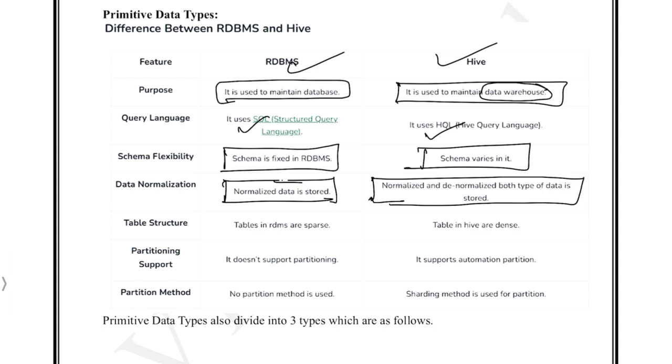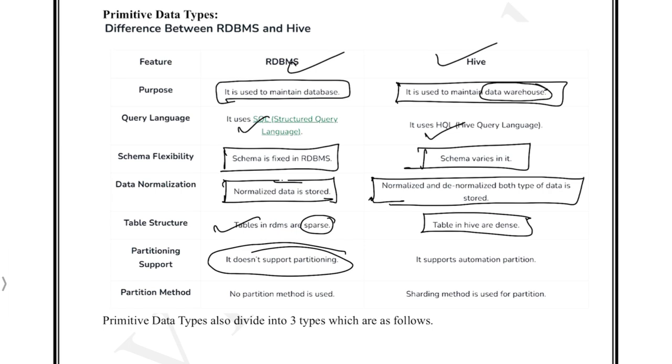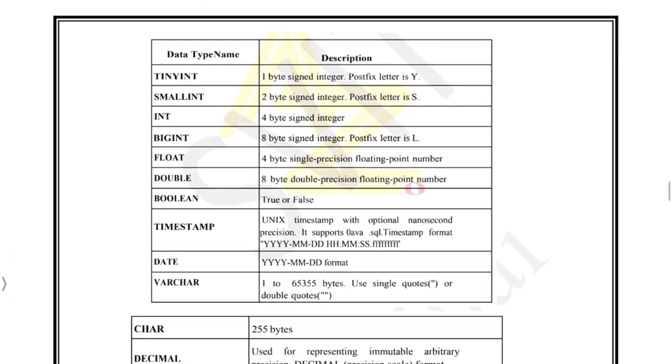Then table structure: tables in RDBMS are sparse, whereas tables in Hive are very much dense. RDBMS does not support partitioning. You can't partition an RDBMS table, whereas you can easily partition a Hive table using automations. Then partition method: no partition method is used in RDBMS, a sharding method is used.